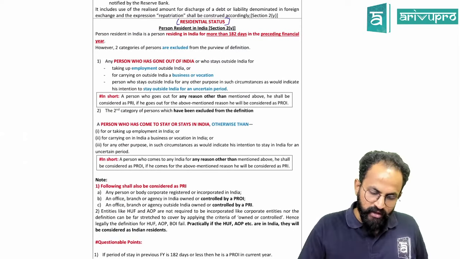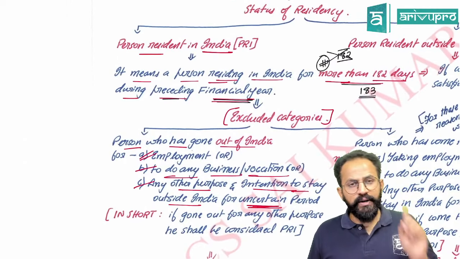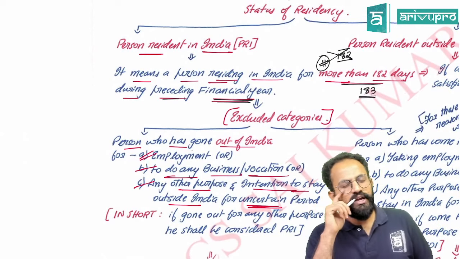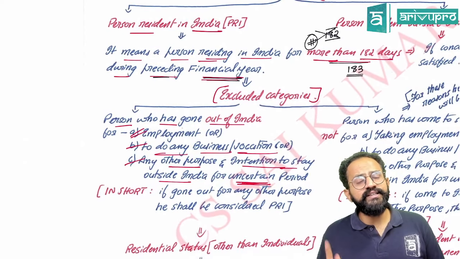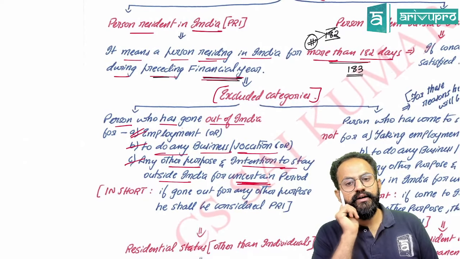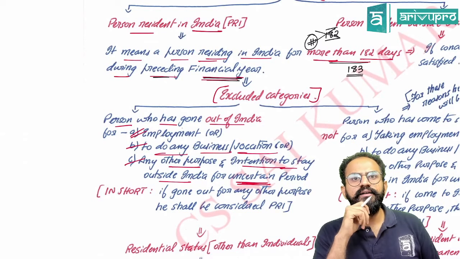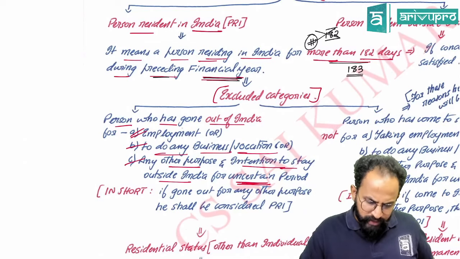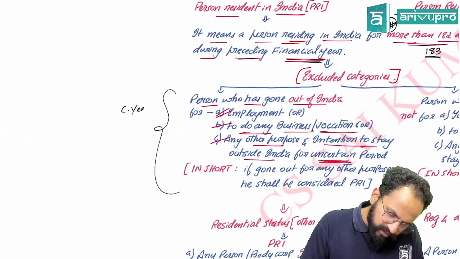Okay, people. So this person is called a person resident in India. A person who has stayed in the previous year for more than 182 days will be considered as a PRI. But excluded categories. Sir, why did you say that this particular section is not drafted well? Nowhere have they mentioned a person who has gone out of India, but when? Nowhere is it mentioned whether it is the current year or previous year. So people, this has been assumed as current year.